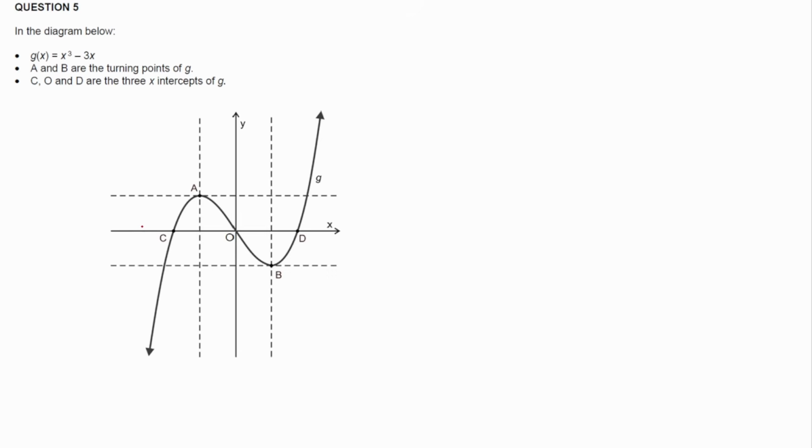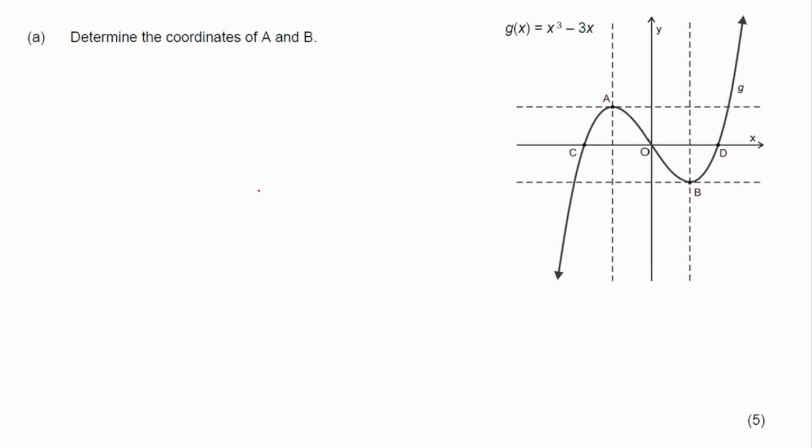In question 5, we're given a cubic function, g of x is equal to x cubed minus 3x. And we're given that A and B are turning points of g. And C, D, E are the 3 x-intercepts of g. So that was just our information. It says determine the coordinates of A and B.